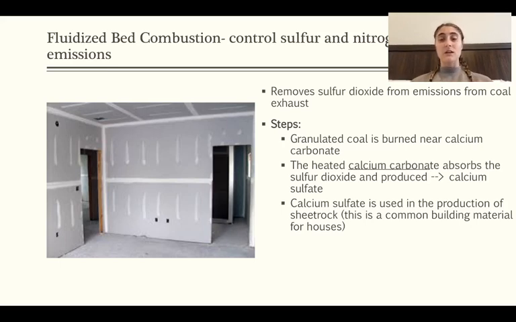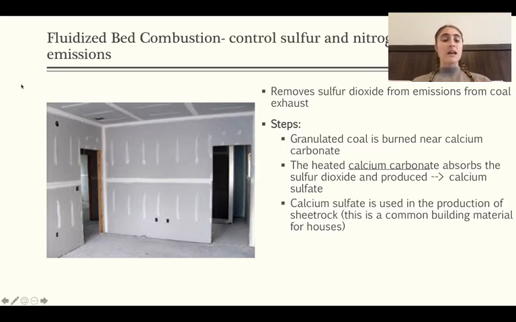So what they do is they take that granulated coal and they burn it near something called calcium carbonate. You've probably heard of calcium carbonate before. It's what makes up rocks and shells. A lot of aquatic organisms that have rocks or shells surrounding them have calcium carbonate in them. So it's naturally abundant. They burn this coal near the calcium carbonate, and that calcium carbonate then heats up and absorbs the sulfur dioxide that's being released as a result of burning that fossil fuel, and then that reaction creates something called calcium sulfate. And calcium sulfate is one of the primary products used in making things like gypsum-based sheetrock.